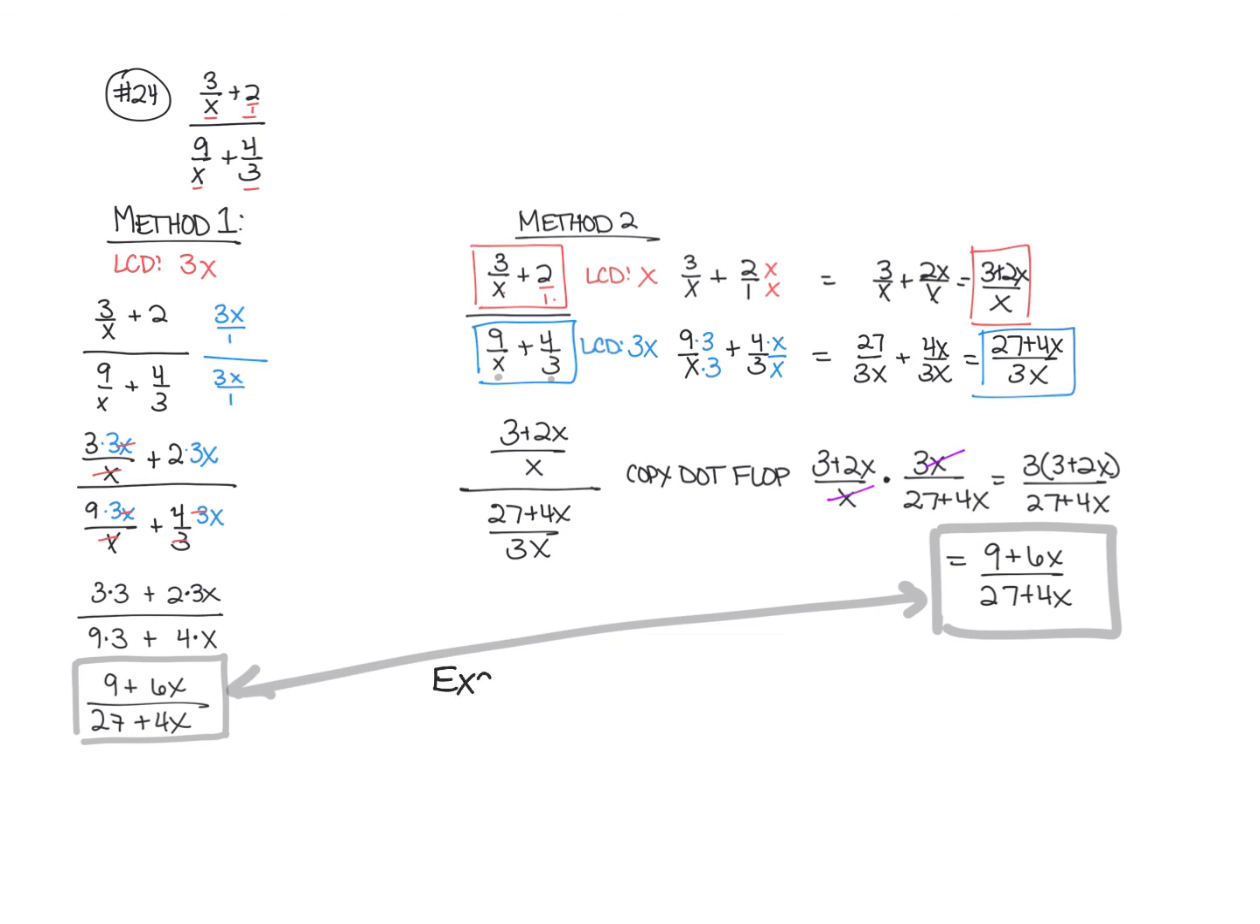So if we talk about our excluded values, remember excluded values or domain restrictions are things that make our denominator 0. So if I go back to the original problem and look at my denominators, this denominator's x. Well, what makes x 0? 0. So x can't be 0. This denominator's 1. Well, 1 can never be 0, so that doesn't matter. And we already talked about what happens with x. That's because that's part of the common denominator. And 3 can never be 0 either. So my excluded values, regardless of which way I do it, is that x cannot be 0.